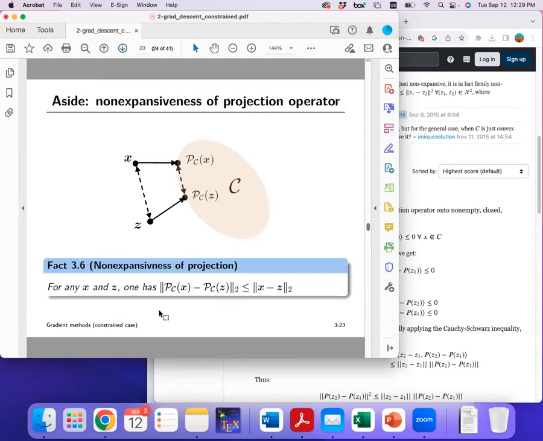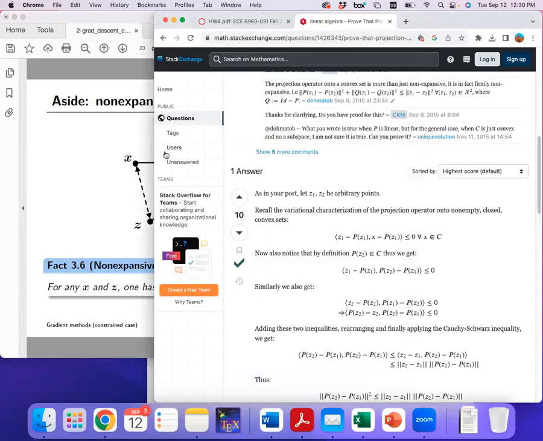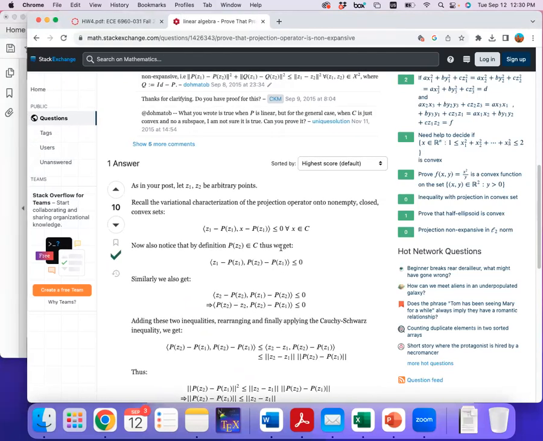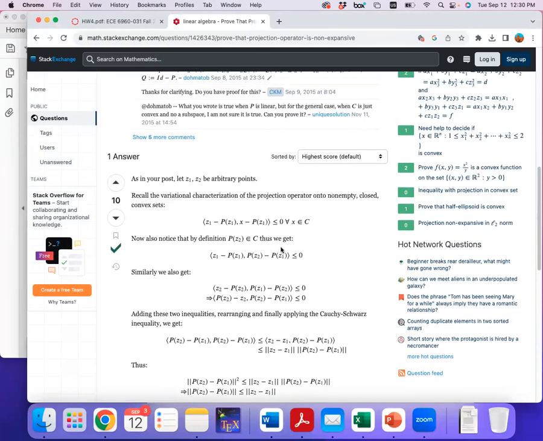This result says that once you project points onto a convex set, the distance is going to be smaller. And there's a very simple proof that we can find on the web page. This is the characterization of the projection onto convex sets.